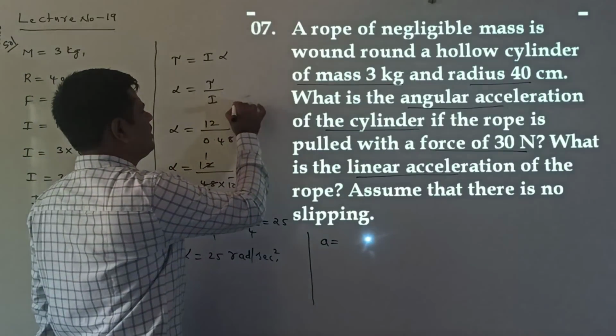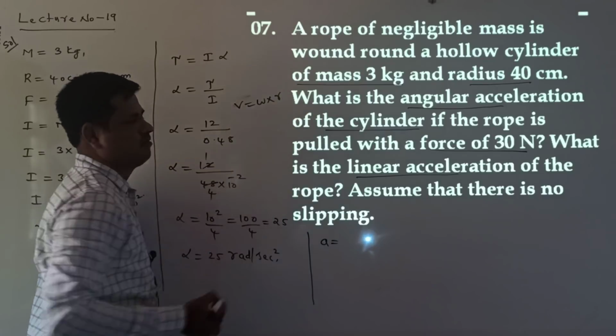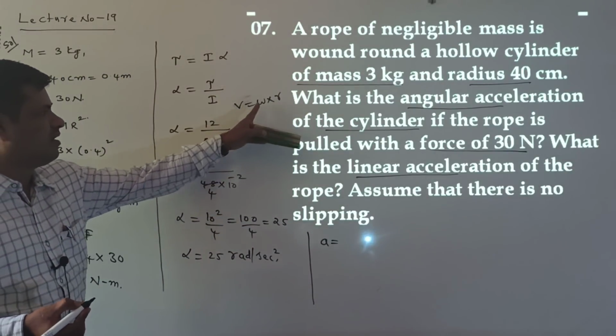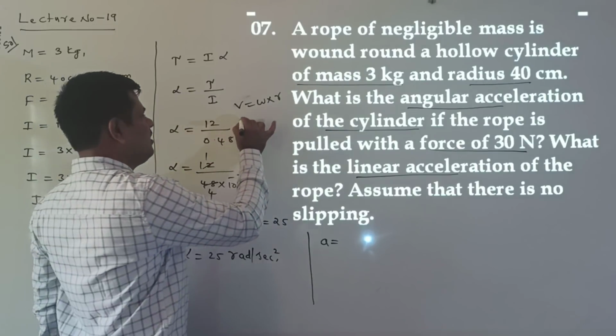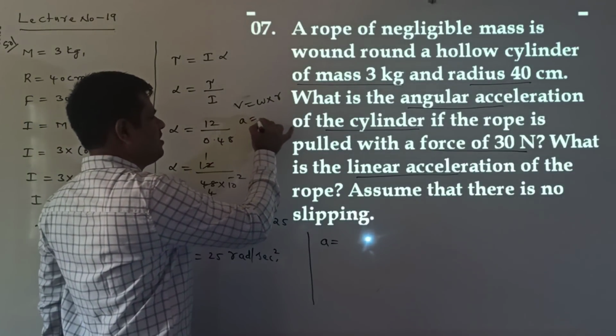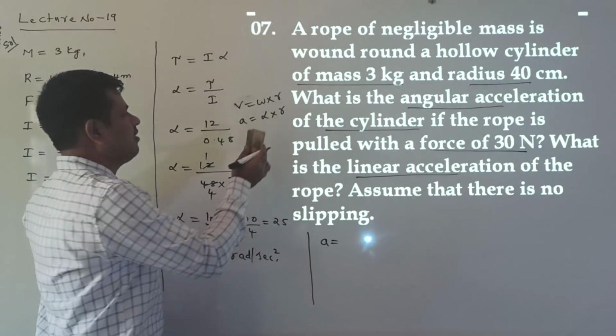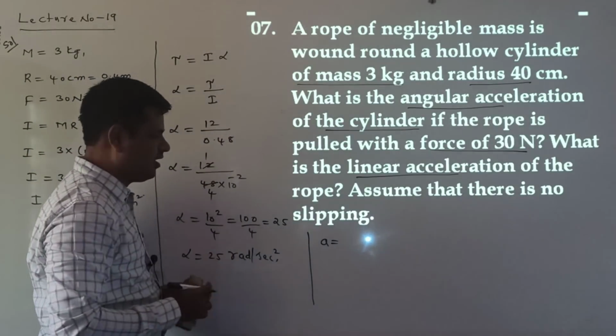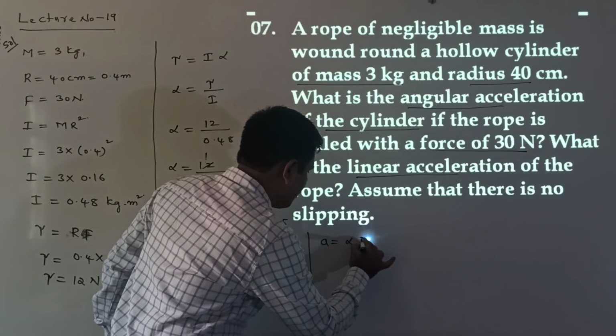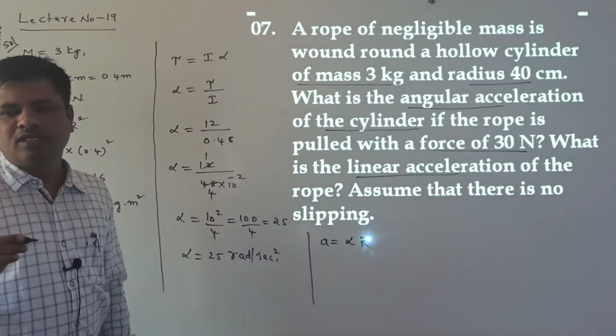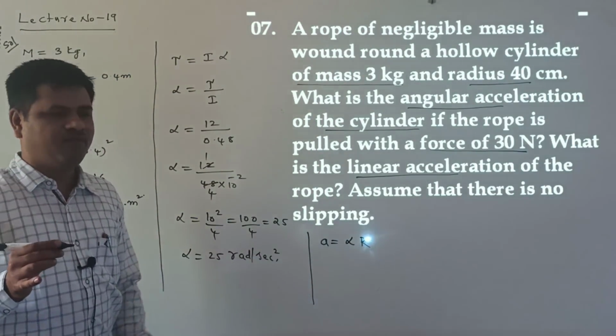We know that V is equal to omega cross R, the relation between linear velocity and angular velocity. Similarly, the linear acceleration and angular acceleration relation is A is equal to alpha cross R. But here the radius is given as capital R, so in the magnitude form I am writing A is equal to alpha into R.